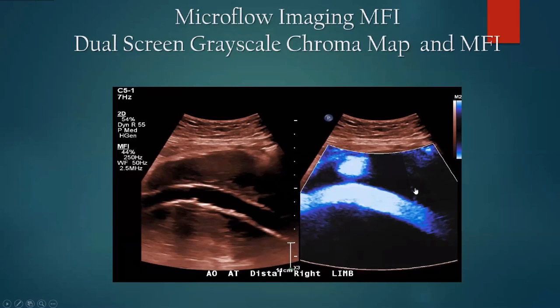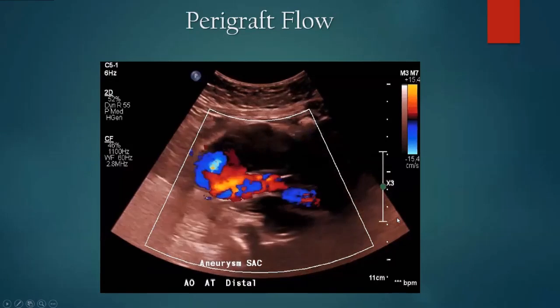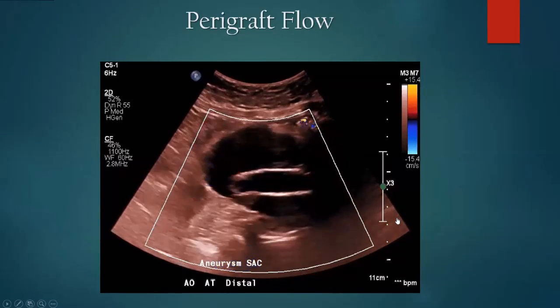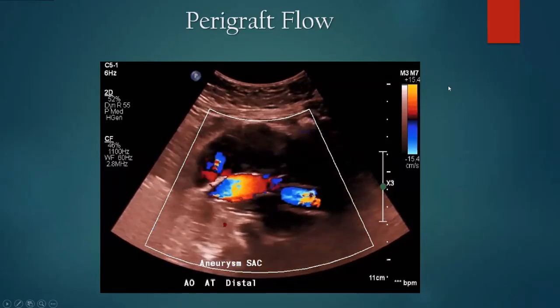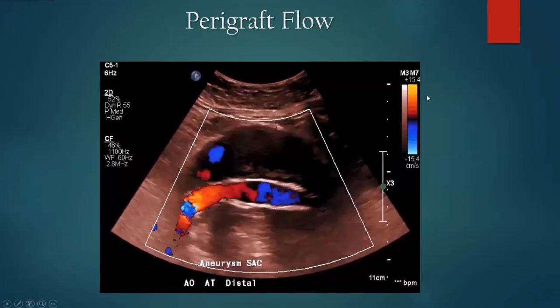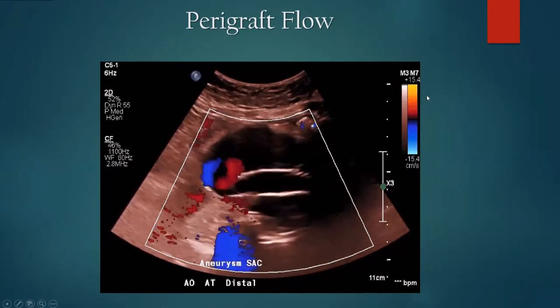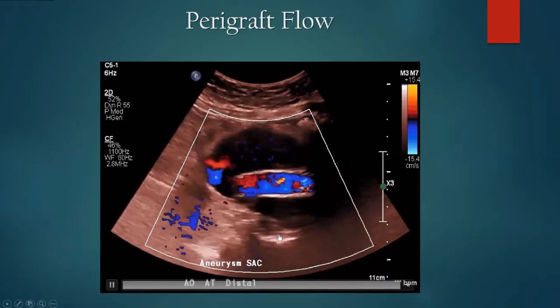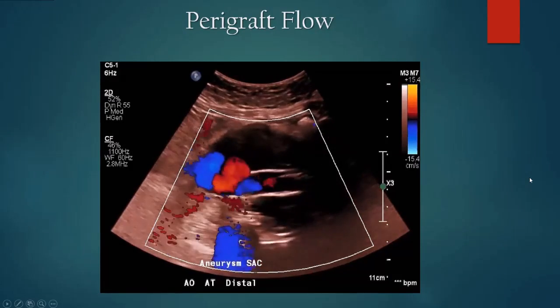So we can see that there's an endoleak on this patient. The tech just did dual screen, color, and then MFI. And then here we can see perigraft flow into the aneurysm sac. Again, cue in on your PRF, low color scale, or dynamic range. Here you can see the stents really well, the limbs of the stent graft, and your posterior wall.